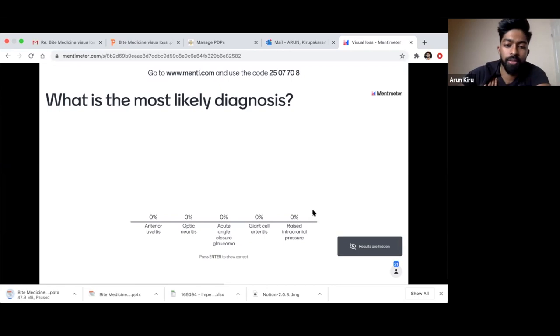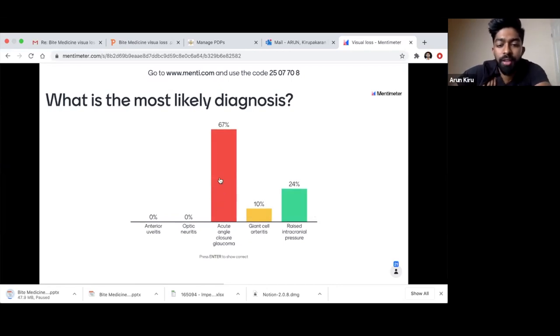And stop there. So most of you have gone for acute angle closure glaucoma. I'm really happy that none of you have gone for anterior uveitis, because we've seen that that is photophobia with the distorted pupil. This is the correct answer here, guys. Well done. Acute angle closure glaucoma. The vomiting, all of that points towards that. So well done, guys.